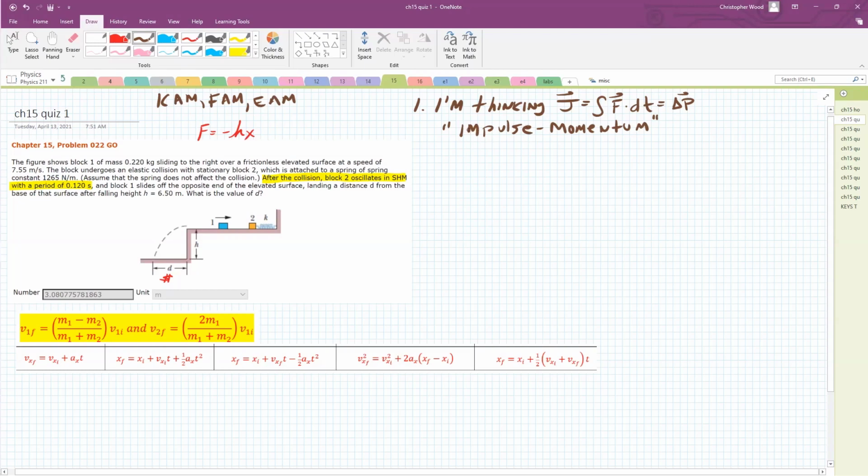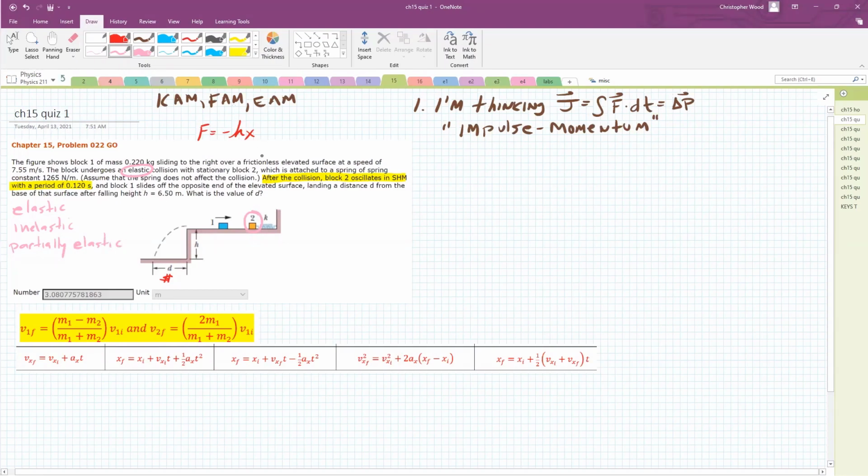The first thing that comes to mind is that block 2 is sitting here stationary, so this is a stationary target. Then there's a collision between block 1 and block 2. It says it's an elastic collision. So you remember the types of collision: there's elastic, there's inelastic, and then there's partially elastic, the intermediate. These are the 3 types of collisions. We're dealing with an elastic collision.